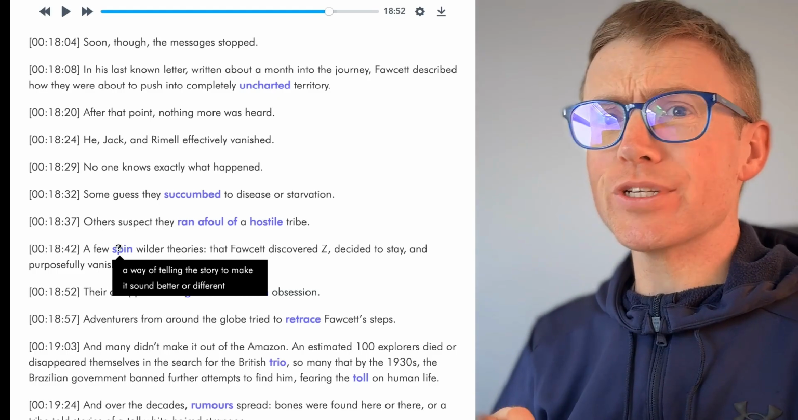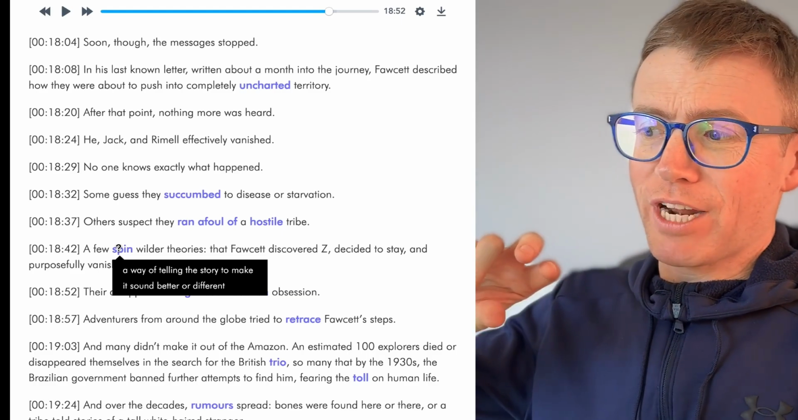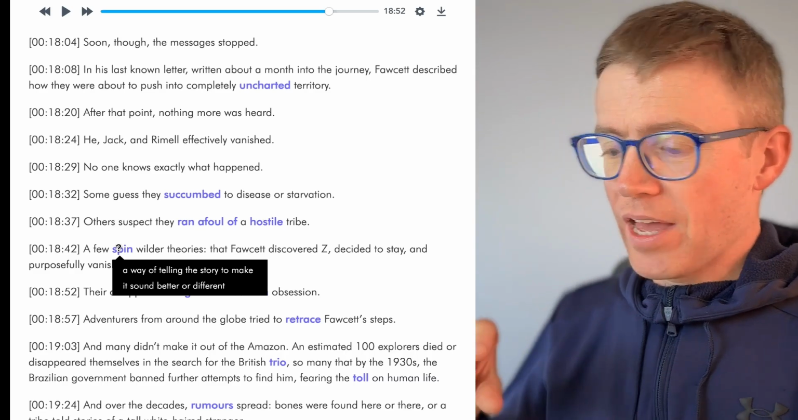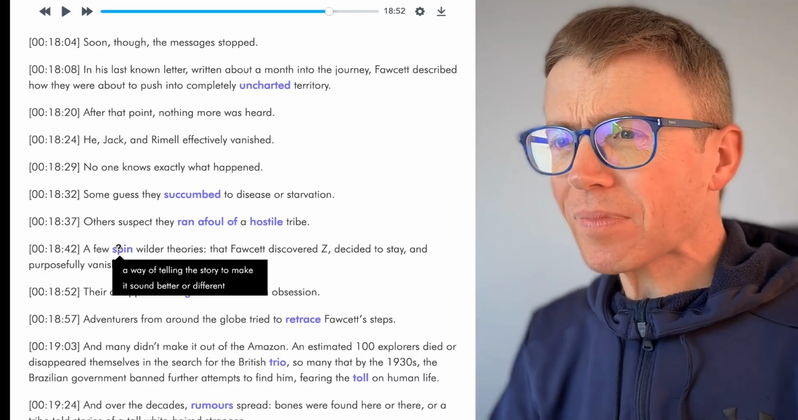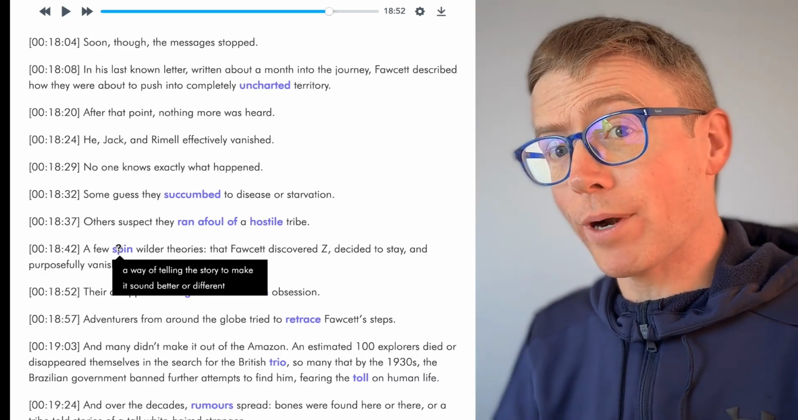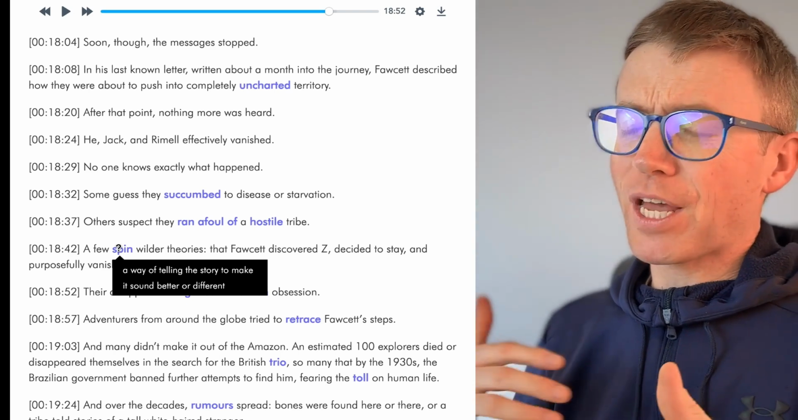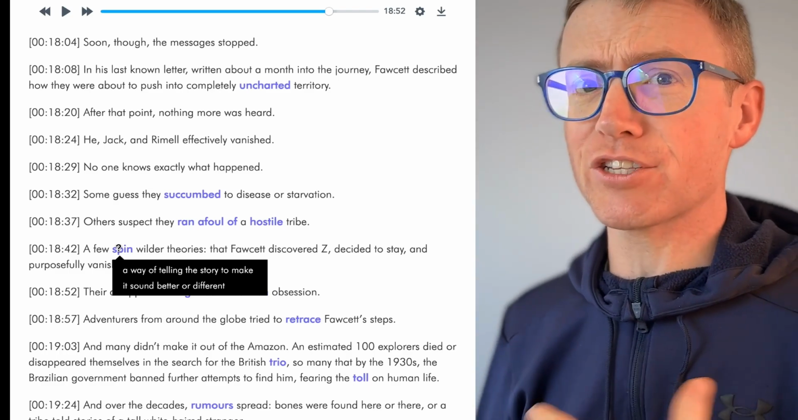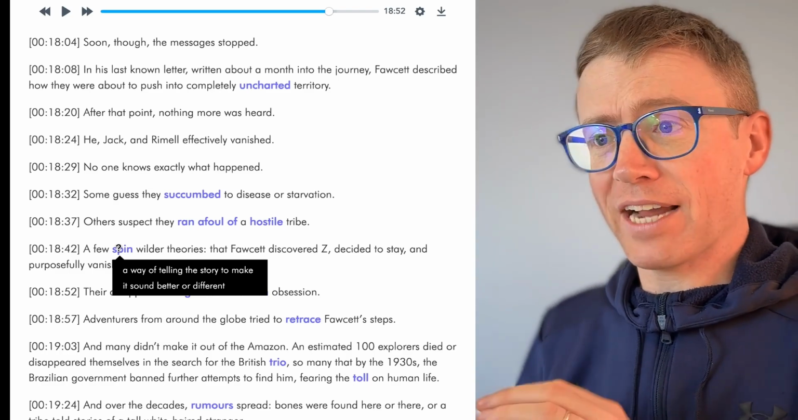Now, you might know spin, meaning to kind of turn very fast on an axis. So something spins around. But if you spin a story, it's this idea of telling a fanciful and very dramatic story, often for effect.